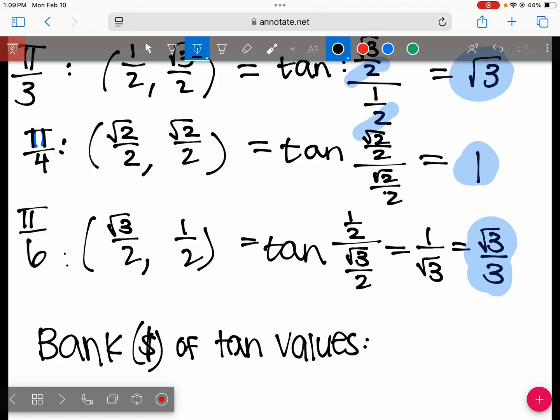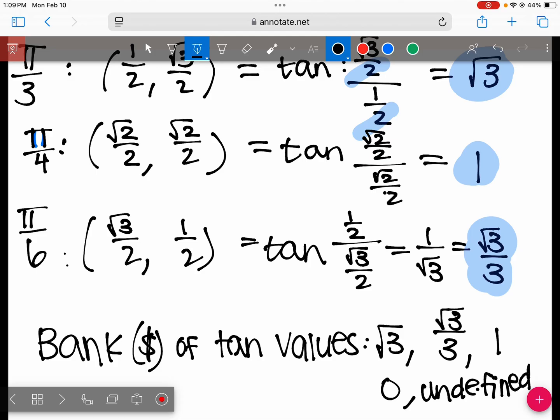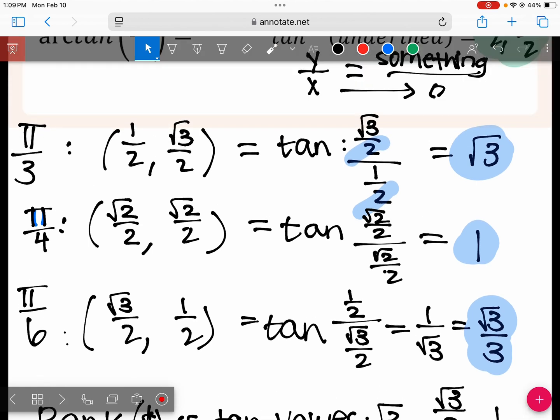Our possible tangent values are root 3 over 3, 1, 0, and undefined. Those are the only ones that tangent can equal, right? I mean, you have your positive and your negative version of it. But I would highly suggest at pi thirds and negative pi thirds, right next to your coordinate pair, writing the tangent value equal to root 3. At pi fourths, writing in your tangent value will always be equal to 1 or negative 1.